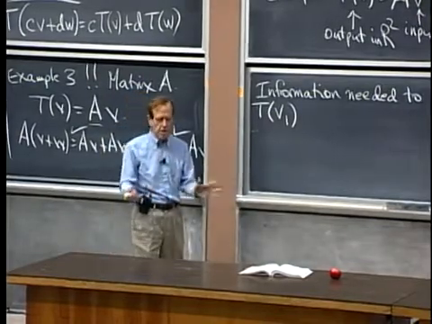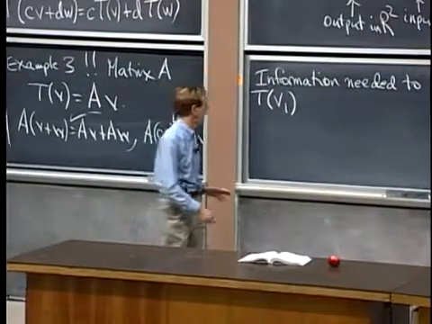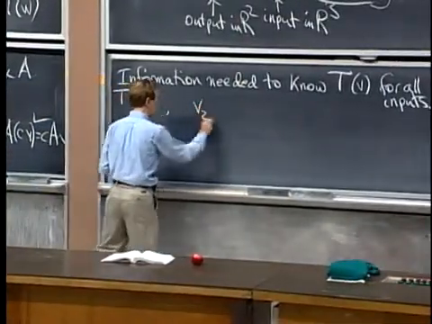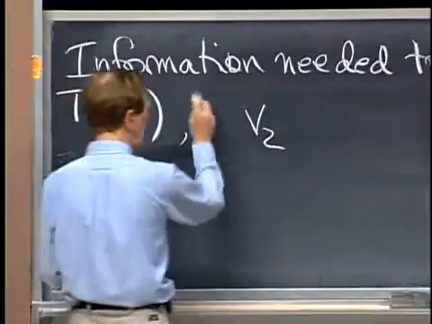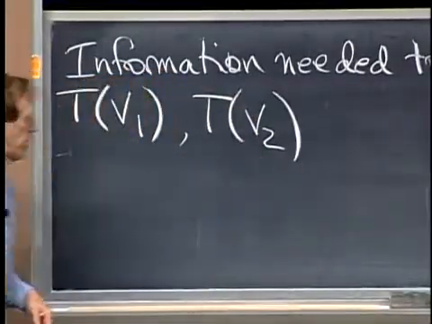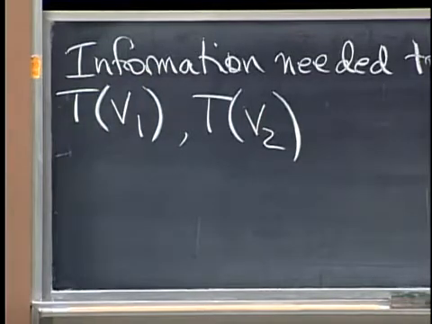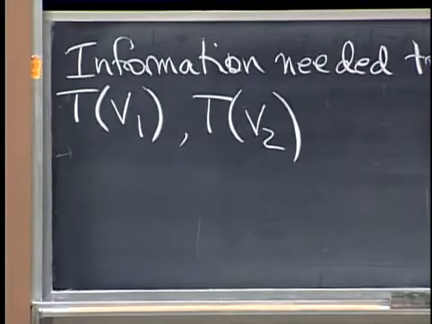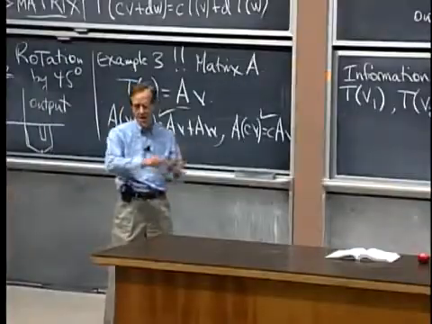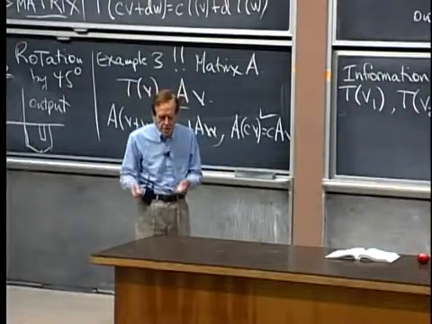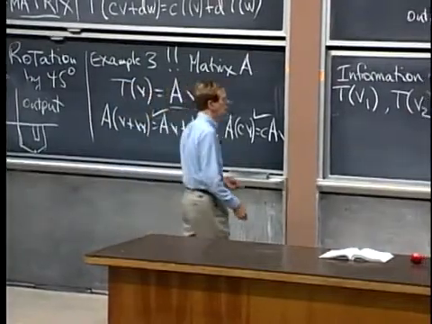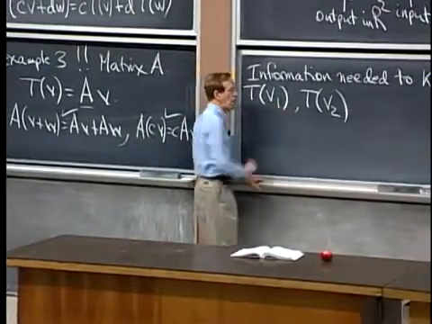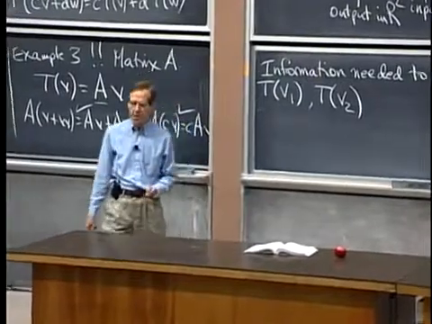So you say, okay, that's not enough. Tell me what it does to another vector. So I say, okay, give me a vector. You give me a vector v2. And we see what the transformation does to v2. Now do you only know what the transformation does to two vectors? Have I got to answer you about every vector in the whole input space? Or can you, knowing what it does to v1 and v2, how much do you now know about the transformation?